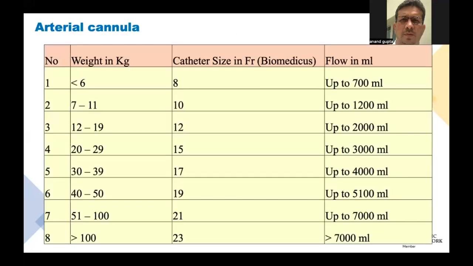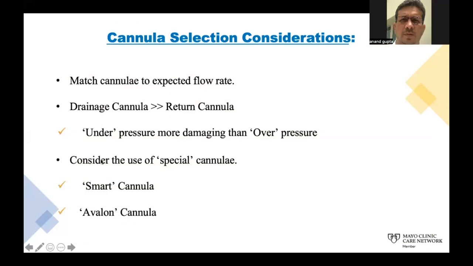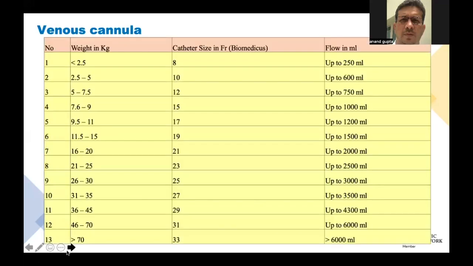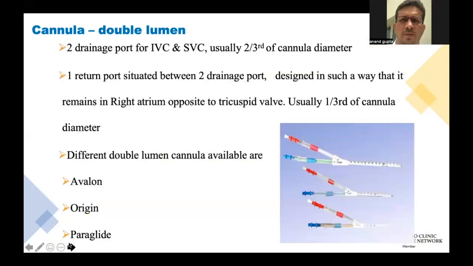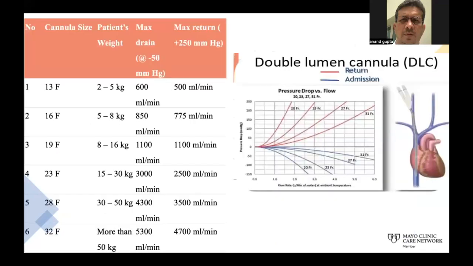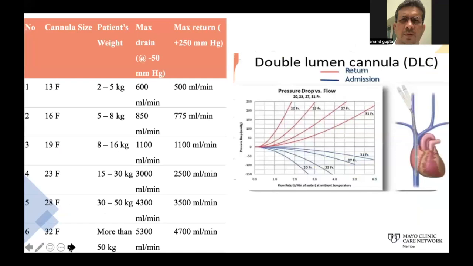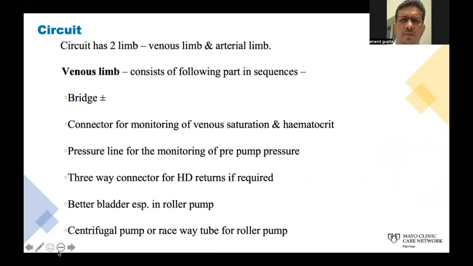Consider the use of special cannulas like the smart cannula and Avalon cannula. For the arterial cannula, you can select the size according to weight, and the venous cannula also according to size. The double lumen cannula has two drainage ports for the SVC and IVC, usually two-thirds of the cannula diameter, and one return port situated between the two drainage ports. It is designed in such a way that it remains in the right atrium opposite the tricuspid valve, usually one-third of the cannula diameter. Double lumen cannulas available are Avalon, Origen and Crescent, and according to patient weight you can select the size, maximum drainage and the return part.